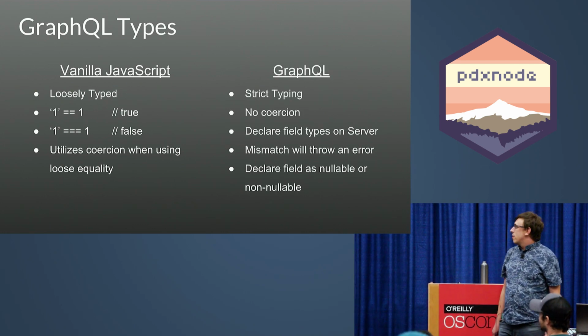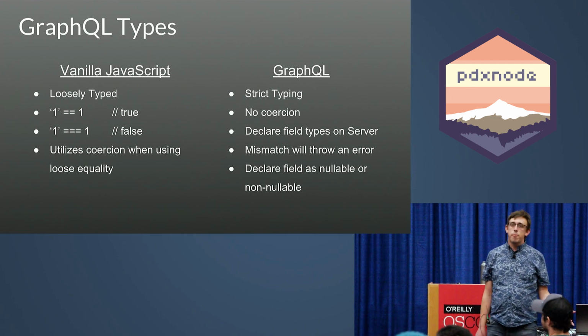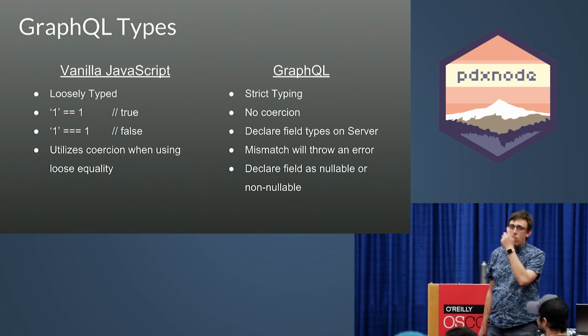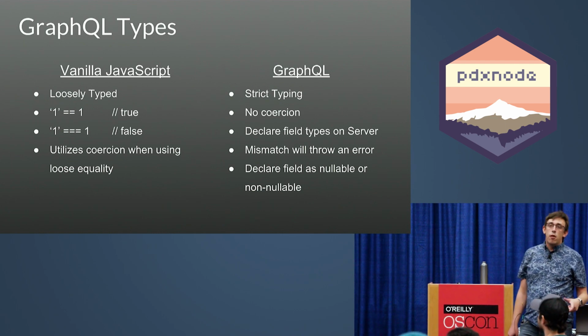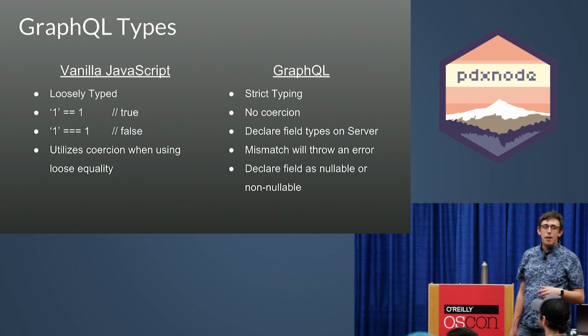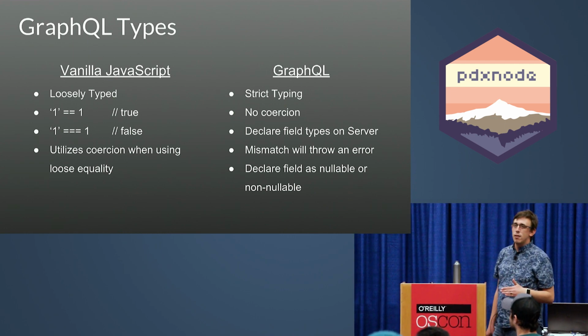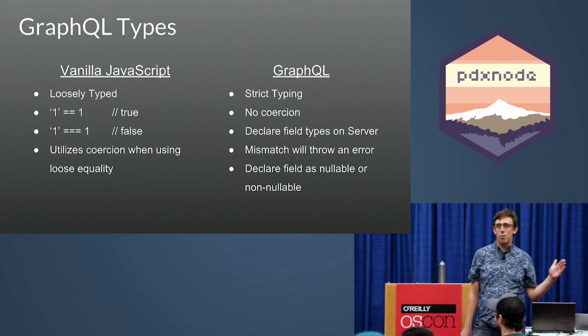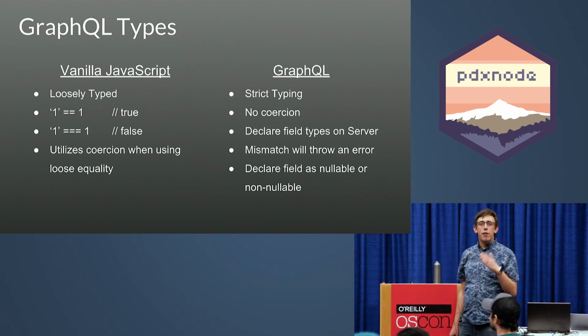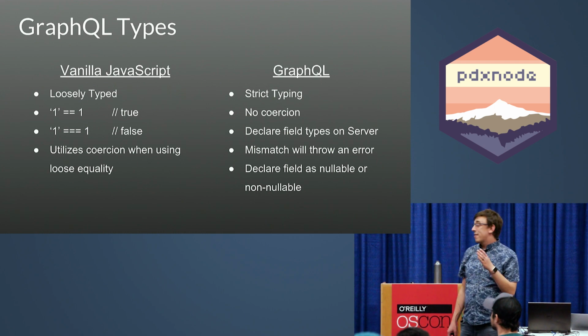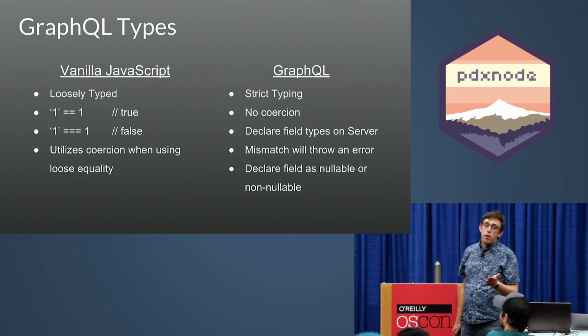GraphQL uses strict typing. So there's no coercion, so you can't do any loose equality. It basically treats everything like strict equality. You declare your field types on the server. If there's any mismatches whatsoever, it's going to throw an error. It gives you no wiggle room, which sounds intimidating, but then you don't actually have to worry about the structure of your data. You're going to get exactly the structure of your data that you declare, which makes development really, really nice. And you can also declare the field as nullable or non-nullable.